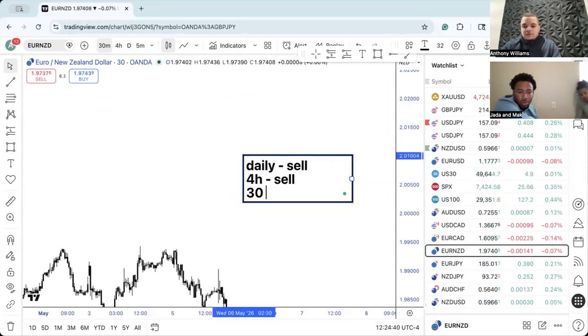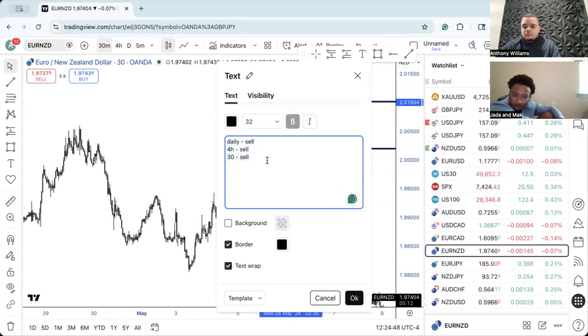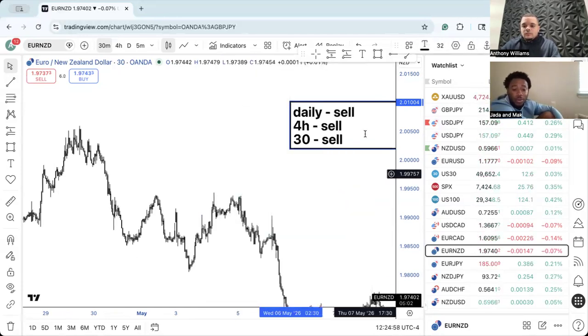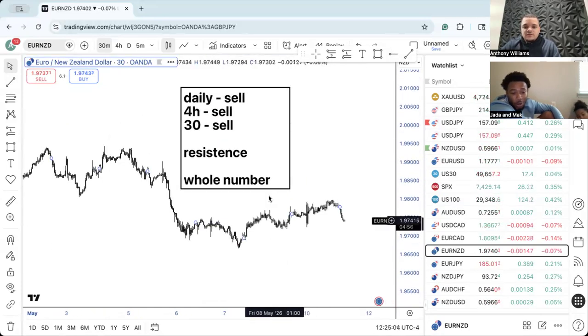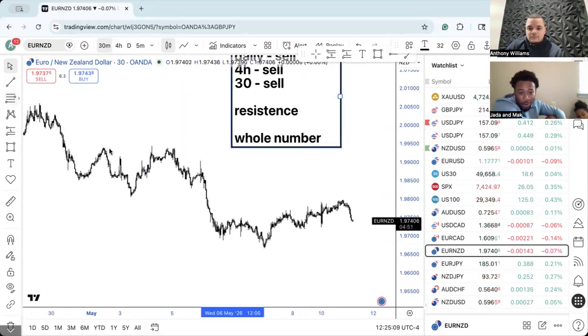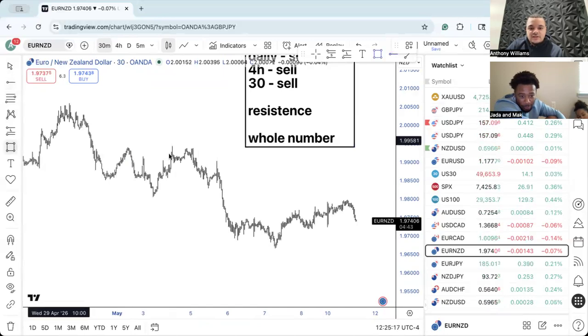But let's pick the 30, sell. All right. So resistance, whole number. All right, there you go. So everything I know right now is selling all the way through. It's selling on the daily, it's selling on the 4 hour, selling on the 30. So now we look for the resistance areas. And it's easy to see.